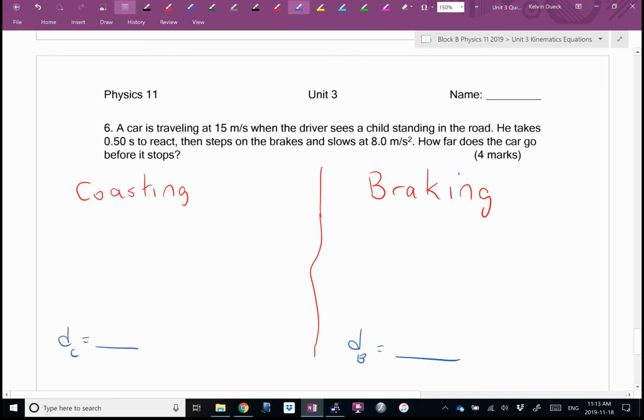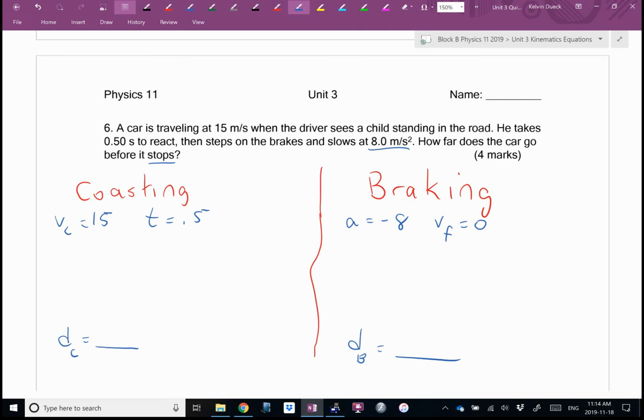Okay. That 15, I think that's a VI while coasting. And that 0.5, that's a time, and it's before we've hit the brakes, so we're still coasting. This is an acceleration while braking, but we're slowing down, so it's negative. Stops, V final is 0. How many things do I know on the left-hand side? How many on the right-hand side? I need 3 before I can find the 4th.